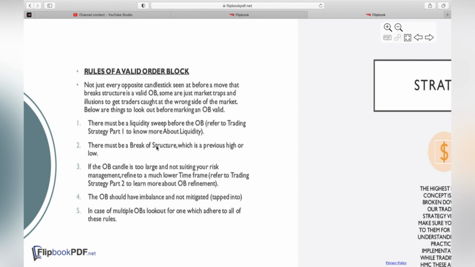Stop losses should be grabbed before the order block you are looking at is termed valid. The second thing is there must be a break of structure. It's a previous high or a previous low.